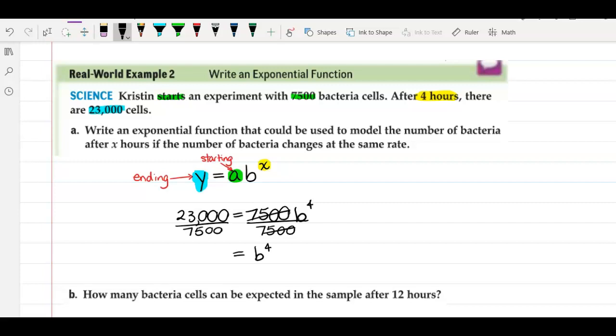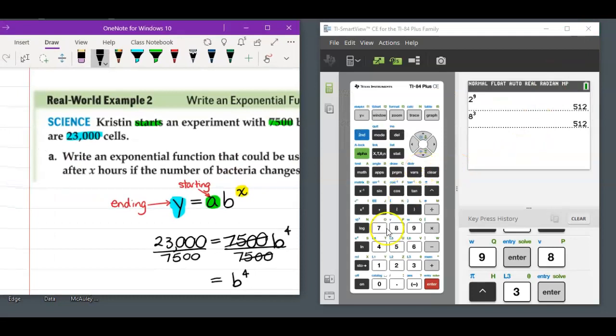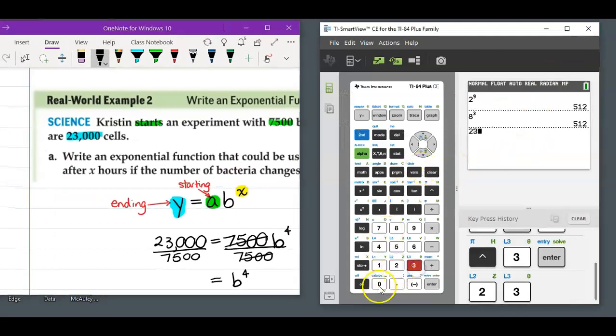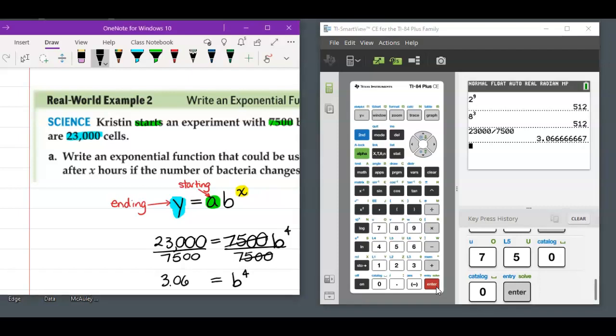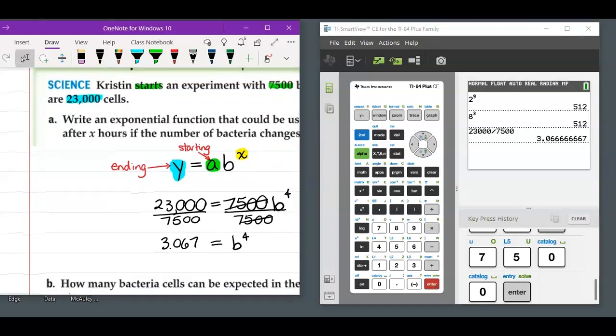Let's use our calculator. So we'll take 23,000, divide by 7,500. That gives me 3.067. But that doesn't tell me what B is. I need to take the fourth root of B to get rid of the fourth power.